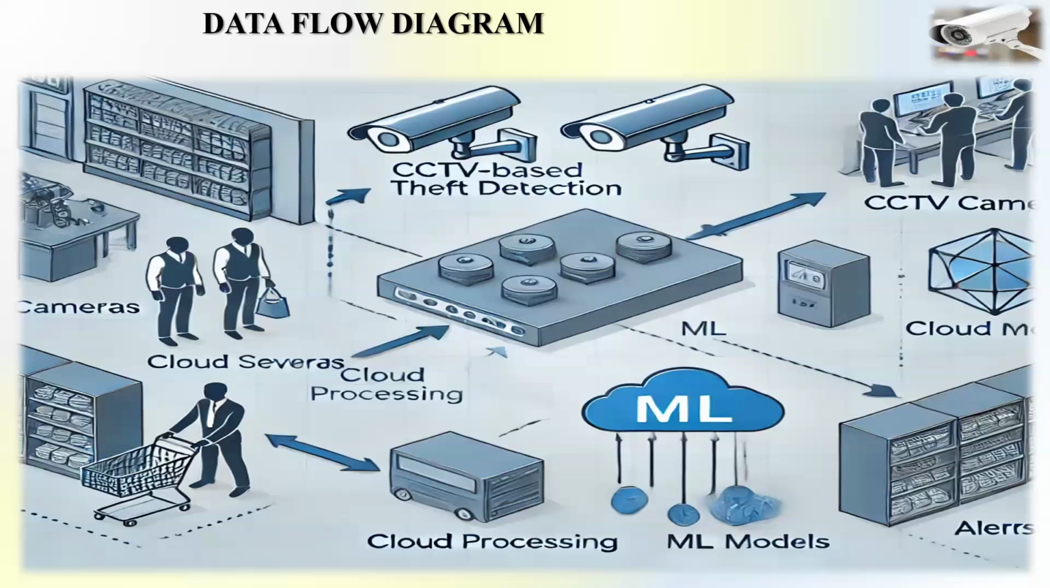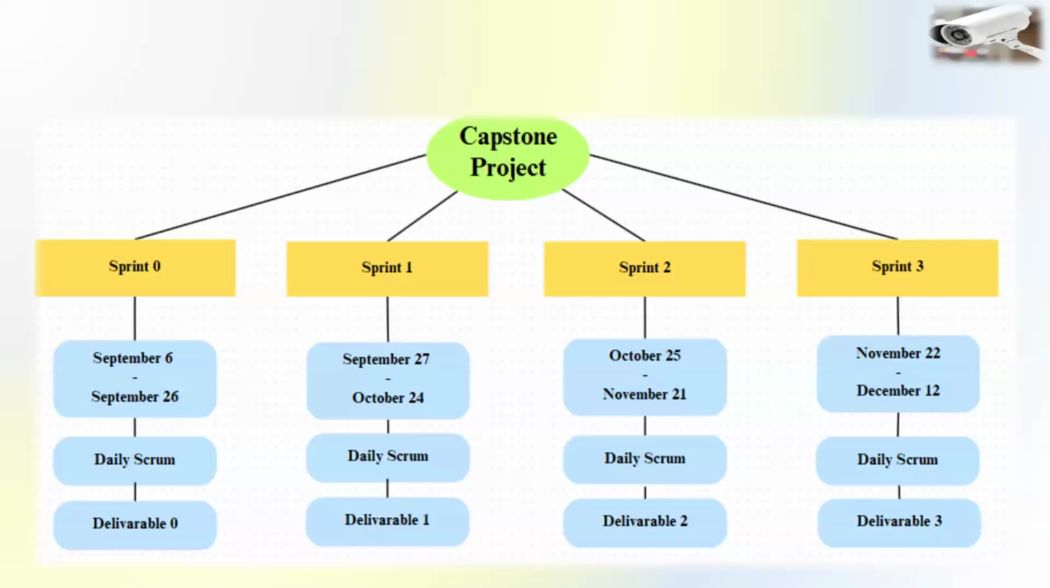On to the next. Yeah, this is our schedule for our capstone project. We are having four sprints, named sprint 0, sprint 1, 2 and 3. There is a dedicated time period for each of the four sprints. The first sprint has been done, from September 6 to September 26.